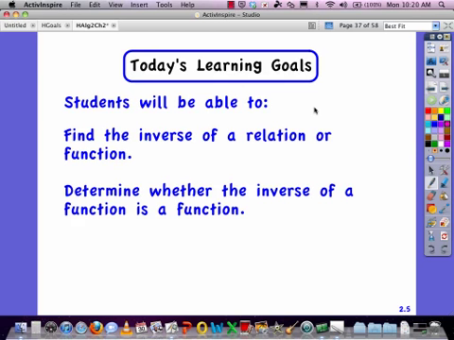Today's lesson comes from section 2.5, inverses of functions. You can see the learning goals for today. Find the inverse of a relation or function and determine whether the inverse of a function is a function. So our definition that we had established for a function is going to come into play quite a bit today.